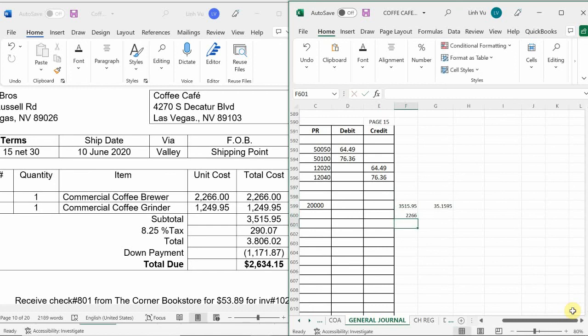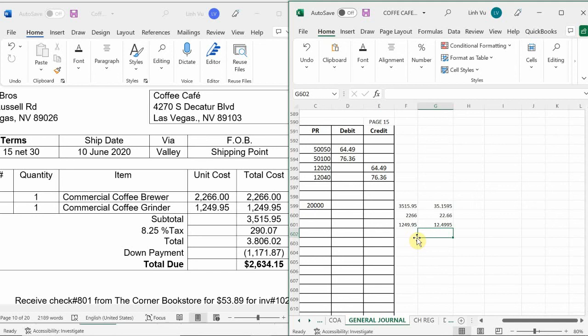2,266, and then we have 1,249.95. Okay? And we need to calculate the 1% discount for each one. So in this case, I got $22.66 and I have $12.50, right? And that equals your 35.16. Okay, so $22.66 plus $12.50, right? Because you got 4,999. So in this case, that's how much I need to discount.